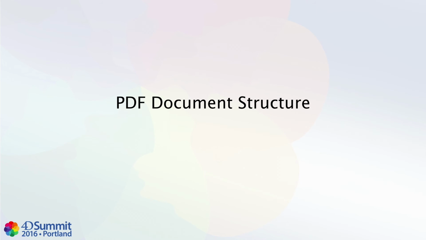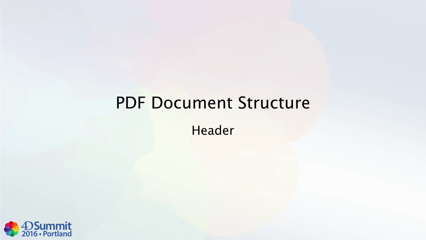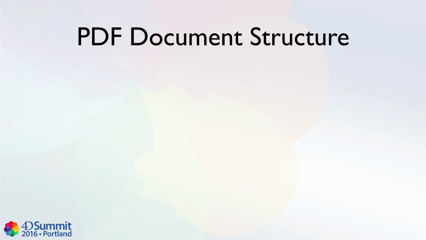Okay, let's talk a little bit about the document structure. A document has 4 different parts. It has the header, the body, the xref, which we saw, and the trailer. We haven't talked about an xref or a trailer. We'll do that later. The header, though, we did talk a little bit about, but let's cover it again. The header is a comment, and it has the word PDF and then a version number.